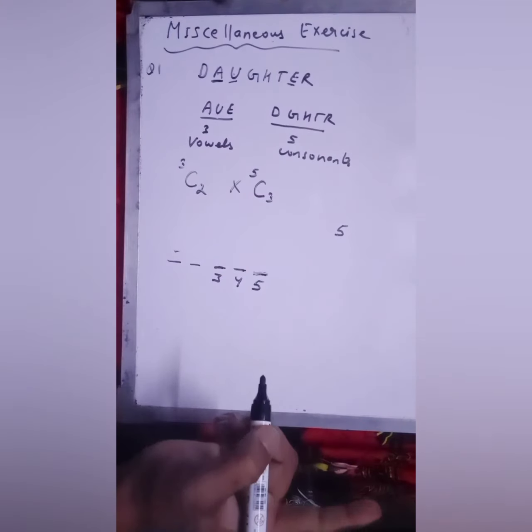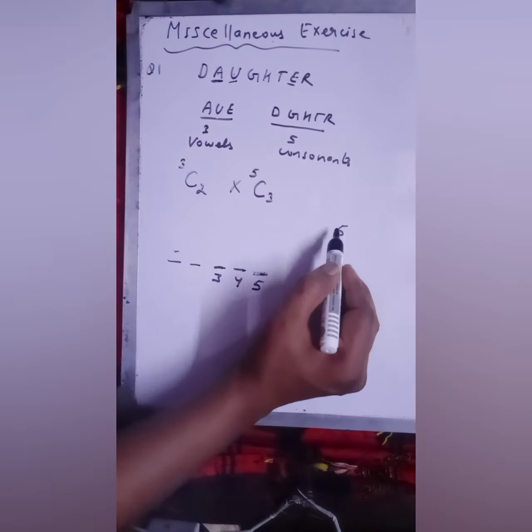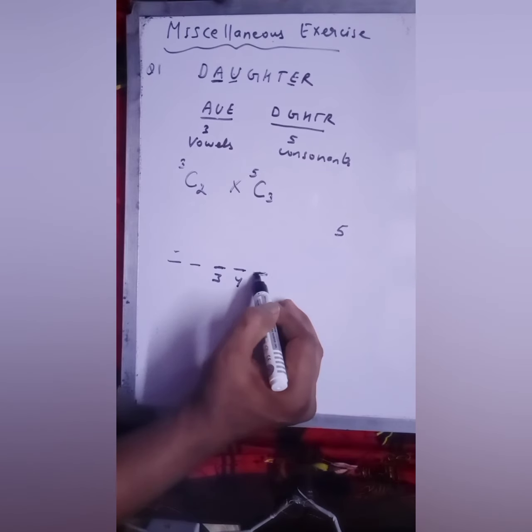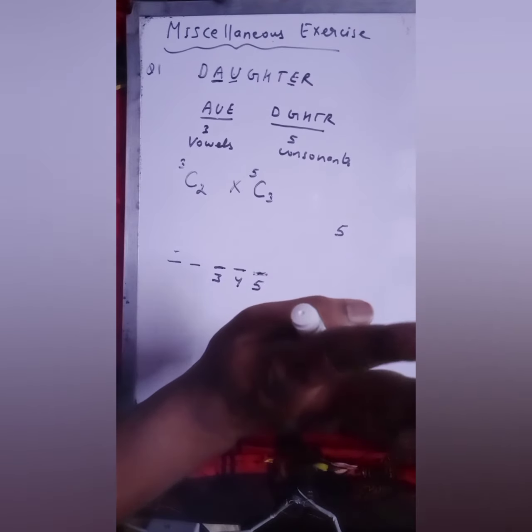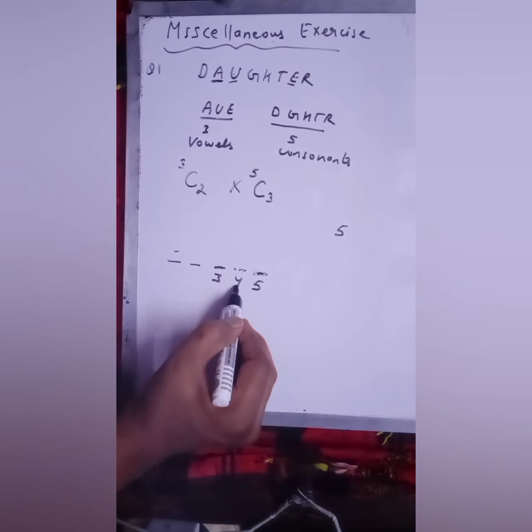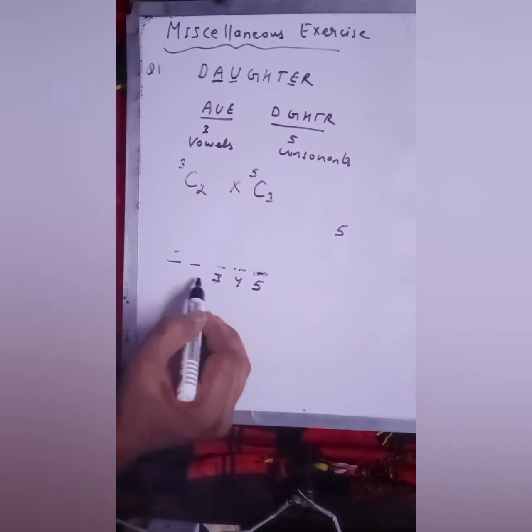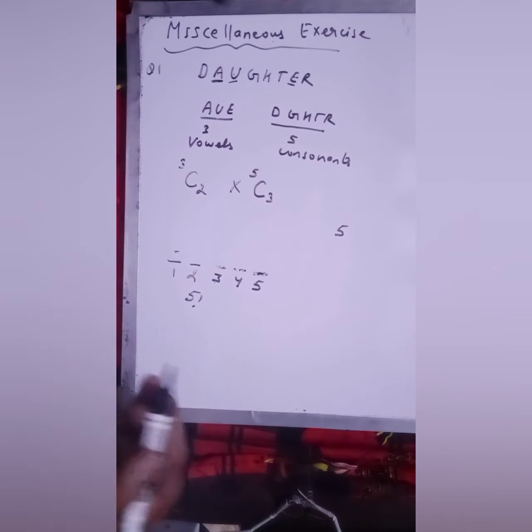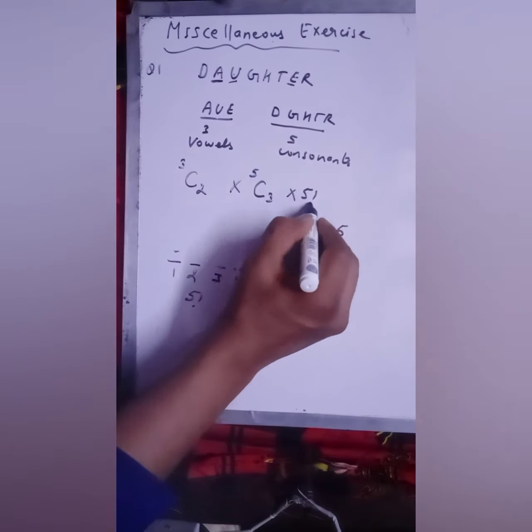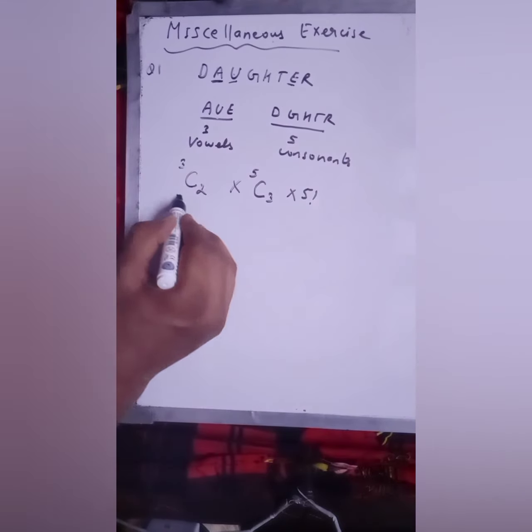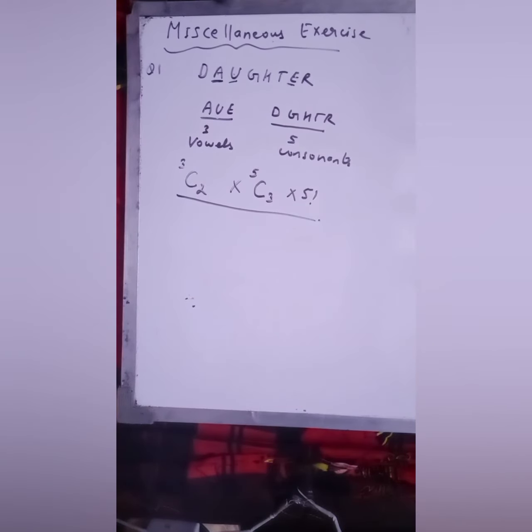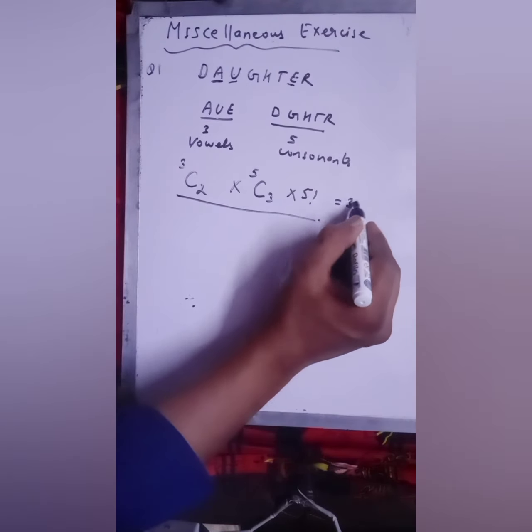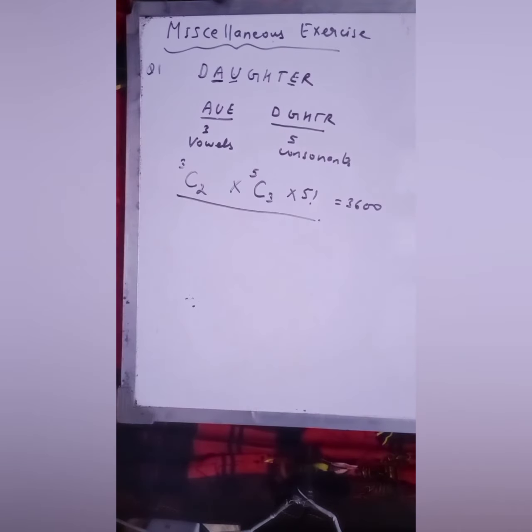The choices keep decreasing because you are filling places. Of the 5 letters, you have filled one blank with one letter, so you have 4 letters left in total. For this place you have 4 choices, for this place 3 choices, for this 2, for this 1. So this is 5 factorial. Multiply this by 5 factorial also. When you solve all this, you will get the answer: 3600. You can solve it. So this is your question number 1.